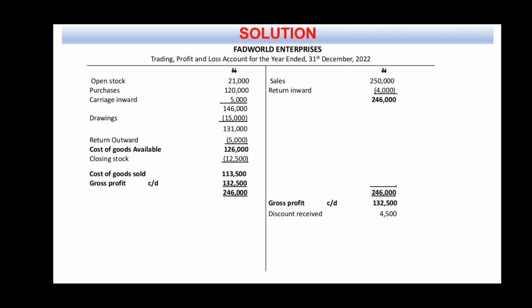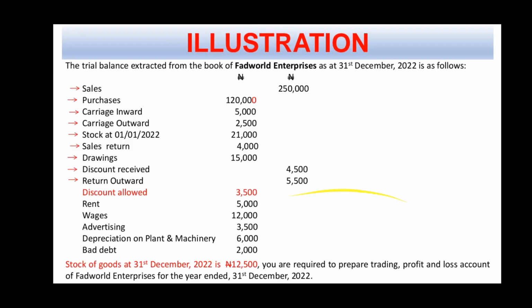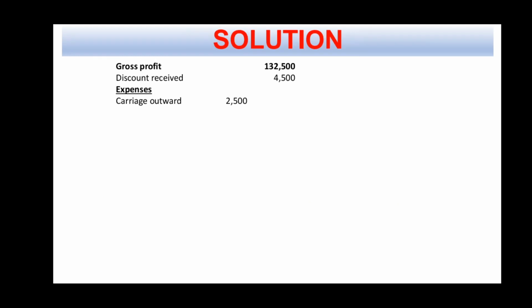Under our T format, remember, any expense will be at the debit side. So our carriage outward will be at the debit side, which is 2,500. Let's look at the other expenses. We have discount allowed, the discount that the business allowed to the customer, which is 3,500. So continuing under our expenses, we have discount allowed 3,500.